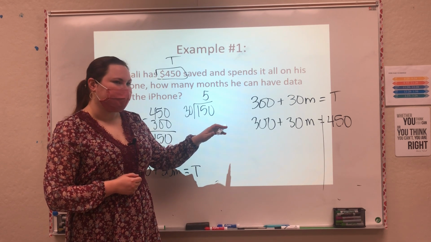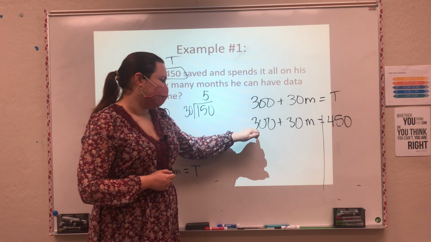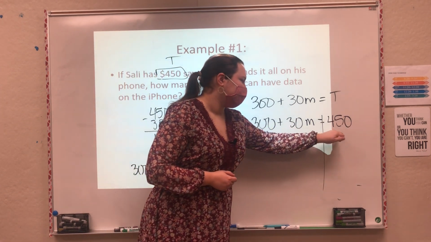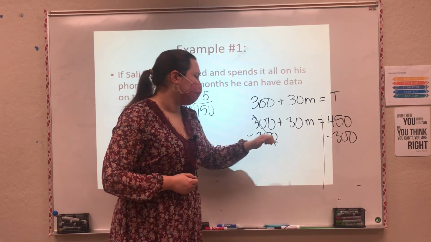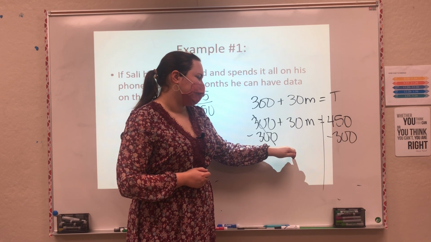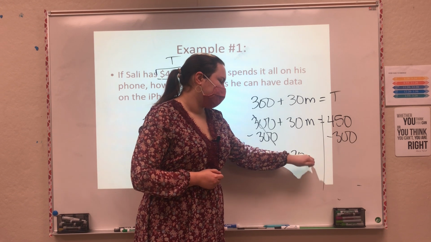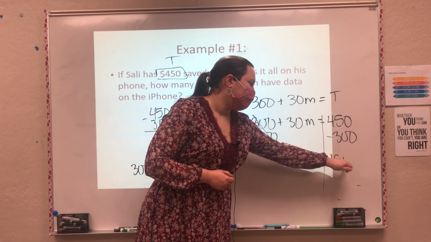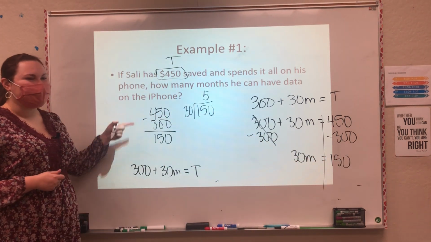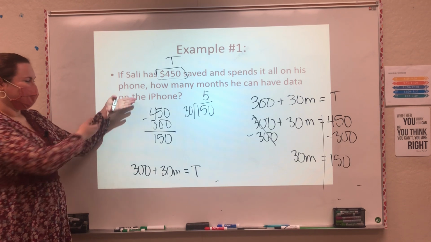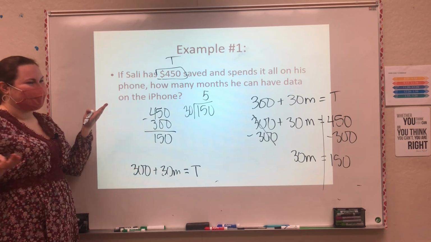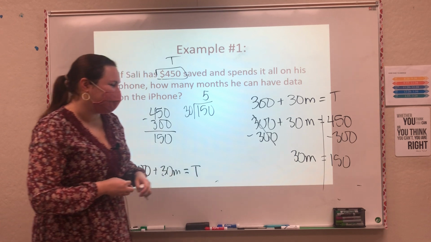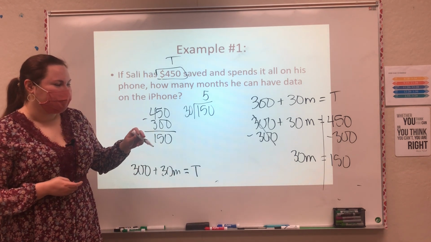You are going to subtract 300, and that'll cancel it out. It will cancel it out, which leaves me with 30M equals 150. Yep. Notice, what's the first thing you were doing over here? The same math. We're just putting it with the equation now. What's the second thing you want to do?